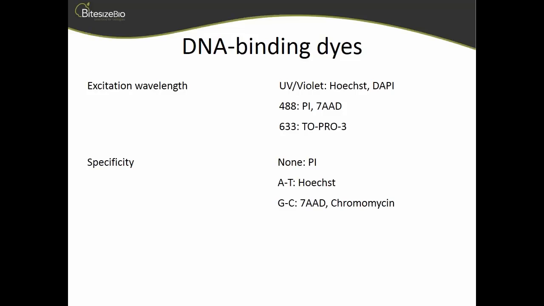Dyes like propidium iodide, they're small molecules, they intercalate into the helix without any real specificity. Whereas some dyes have a preference for particular base pair ratios. So Hoechst will bind to AT regions of DNA, whereas dyes like chromomycin will bind to GC-rich regions of DNA. That can be very important if you're looking at, for example, chromosome analysis, because the difference in base pair ratios allows you to separate different chromosome types.